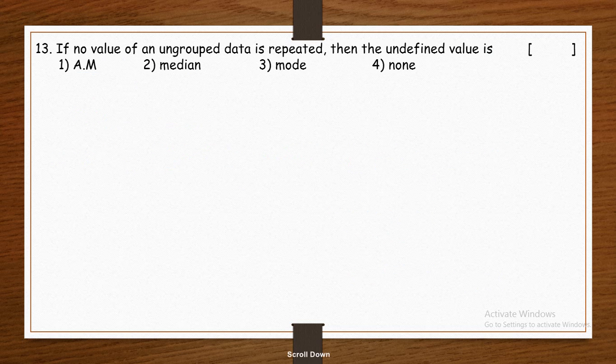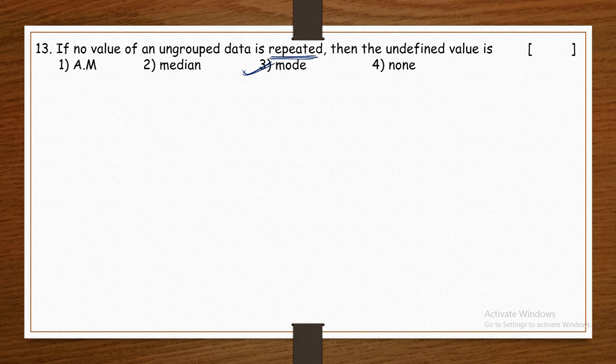Next, moving on to question number 13. If no value of ungrouped data is repeated, so if there is no repetition of data, then the undefined value is, so if there is no repeated data, then there will be no mode.